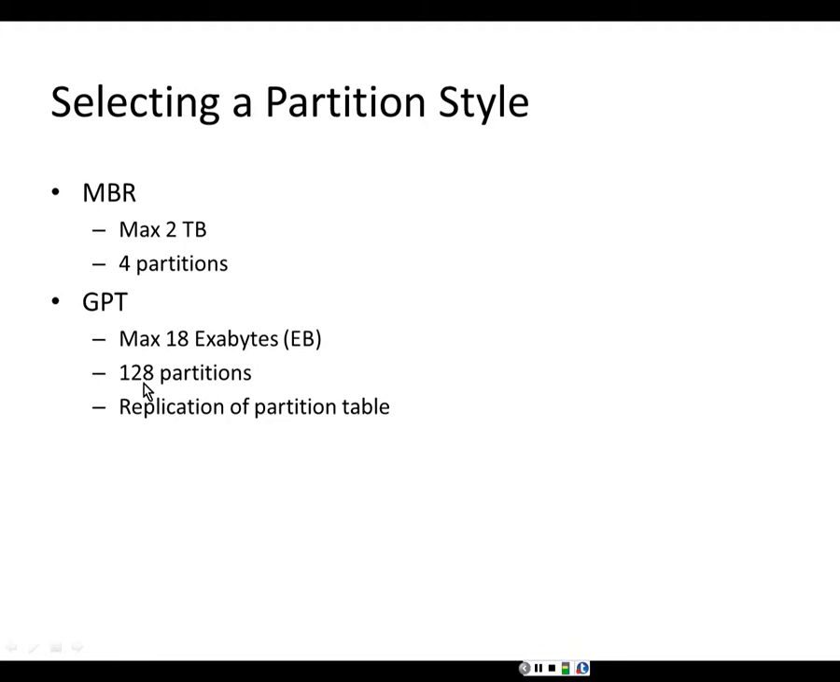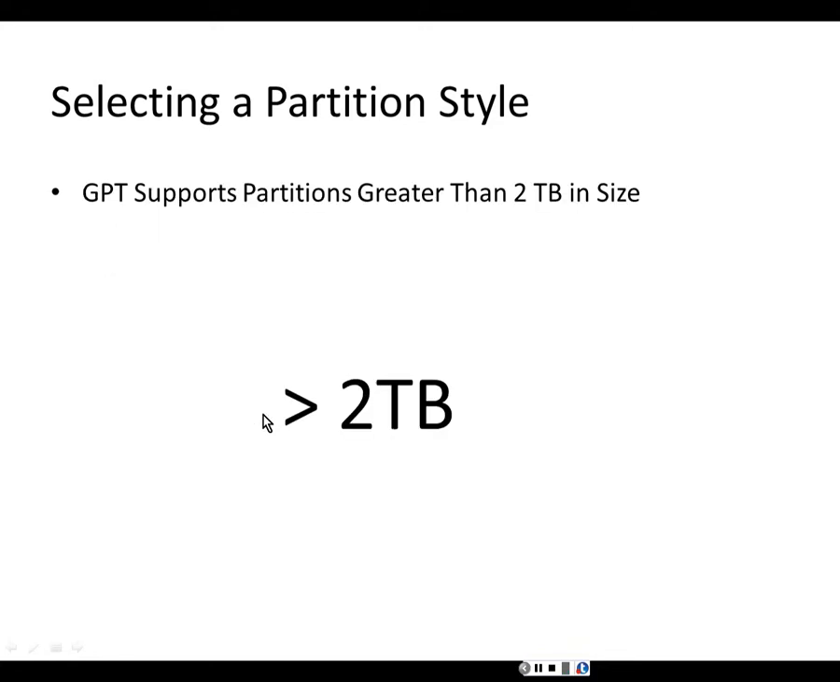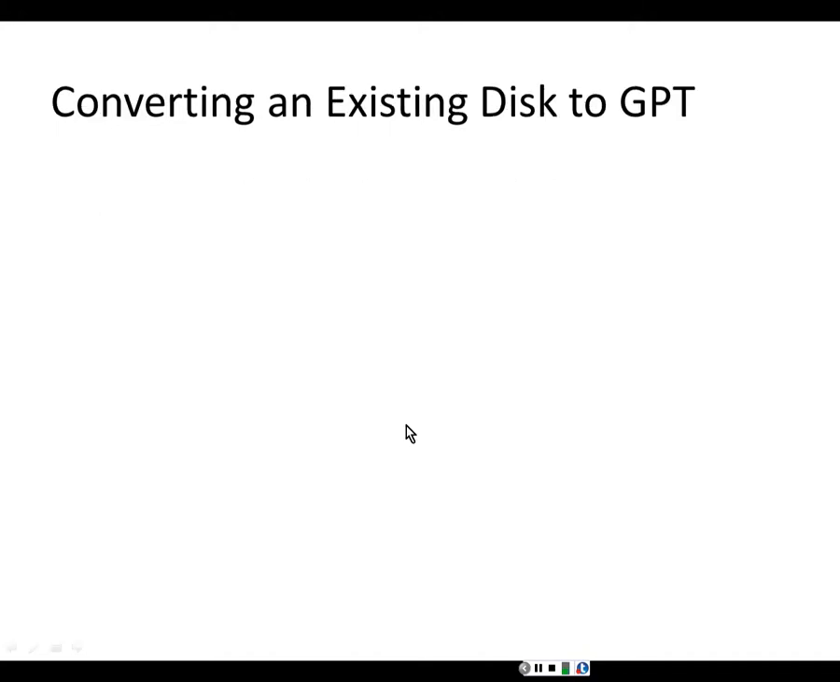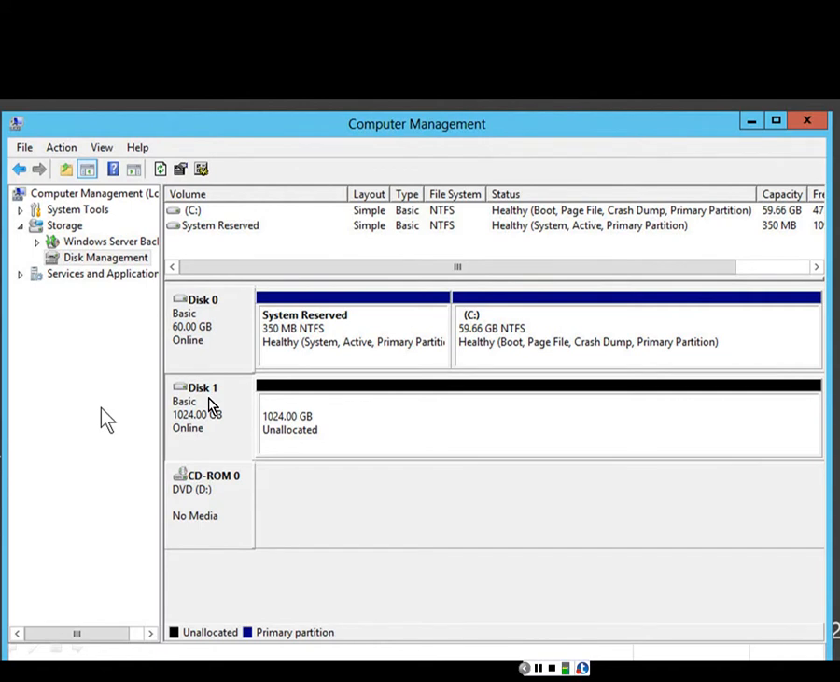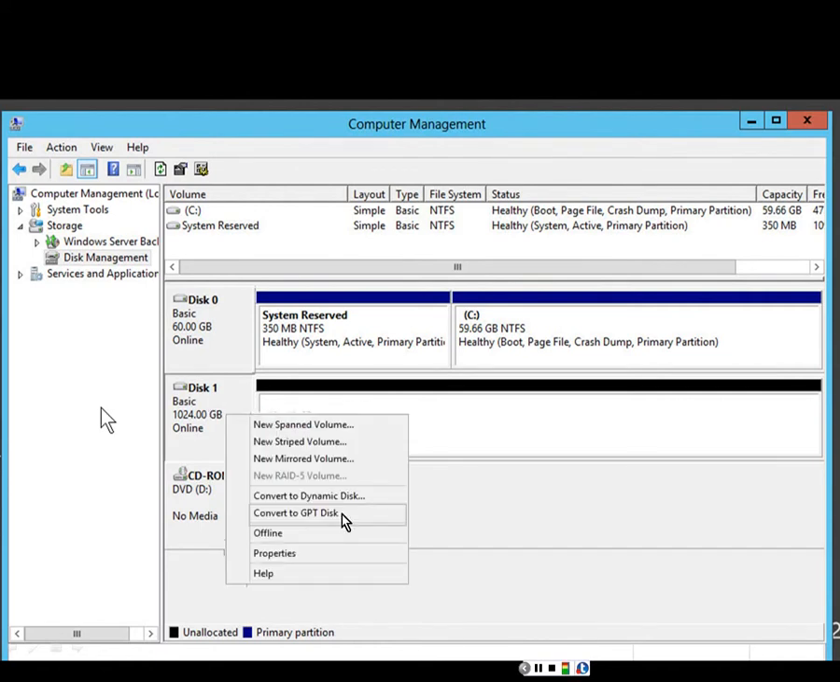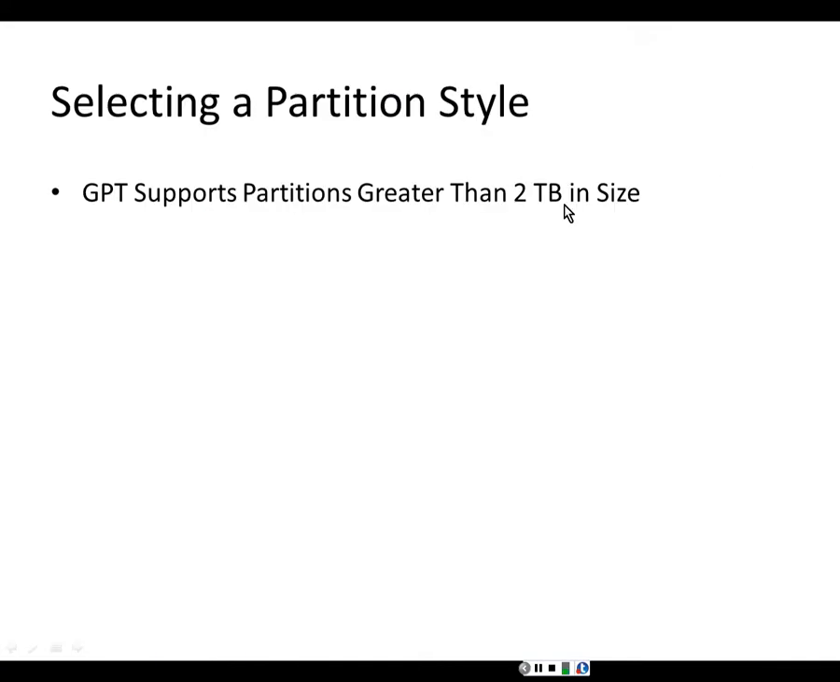And a GPT disk can also be chopped into 128 partitions, not that you would need to, and the partition table is also replicated for increased fault tolerance. The reason that you convert to a GPT is because you need to have partitions which are greater than 2 terabytes in size. If you don't, then don't. To convert an existing disk to a GPT disk, I select my disk number 1, I right-click, and I select Convert to GPT. The reason I do that is if I want to have partitions which are greater than 2 terabytes in size.